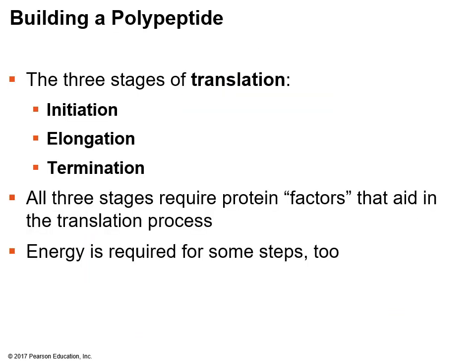There are 3 stages of translation, and actually they're going to have the same names as the 3 stages of transcription. We have, again, initiation, elongation, and termination. Initiation is going to start translation, termination is going to end translation. And in elongation, the amino acid chain is going to be elongated to form our polypeptide. All 3 stages require protein factors that aid in the translation process. Energy is also required for some steps too.